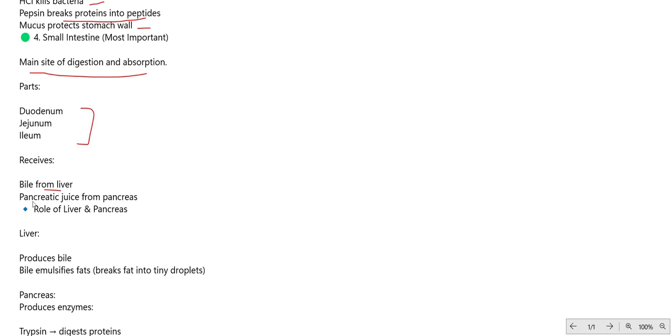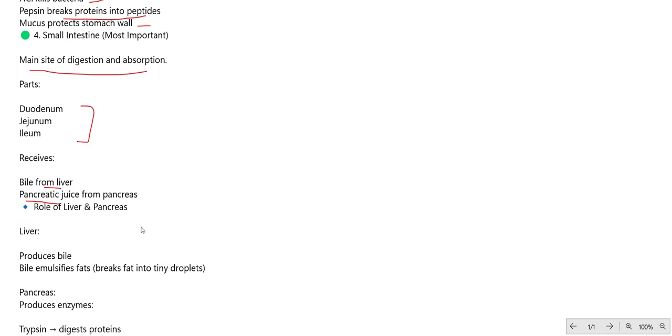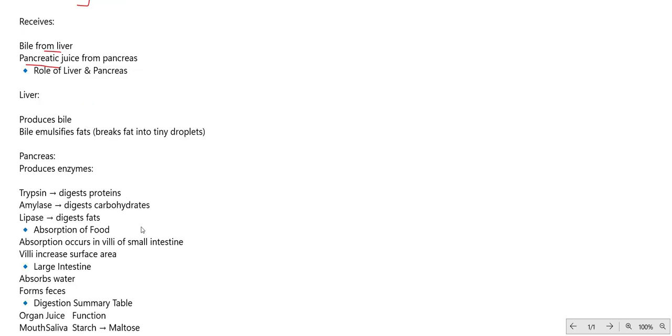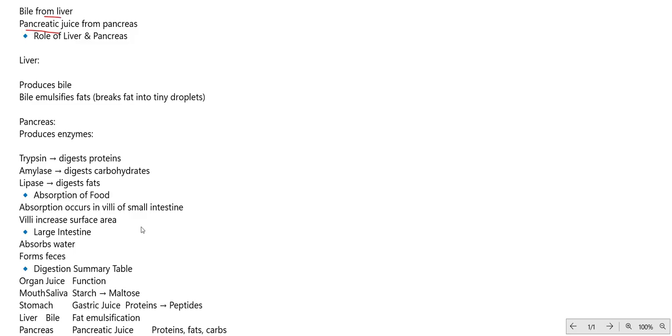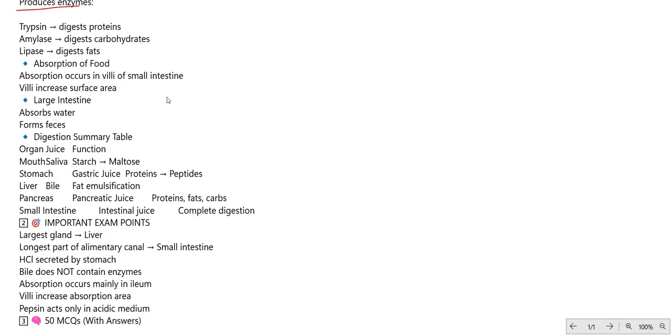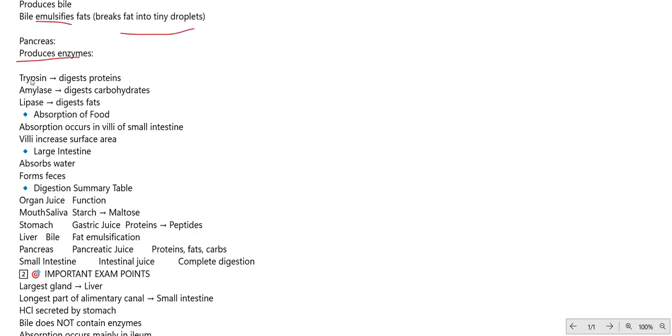Now the role of the liver and the pancreas. The liver produces bile, and bile functions as an emulsifier, which emulsifies fats, that is, breaks the fat into tiny droplets. The pancreas produces enzymes known as pancreatic enzymes. Trypsin digests proteins, amylase digests carbohydrates, and lipase digests fats.